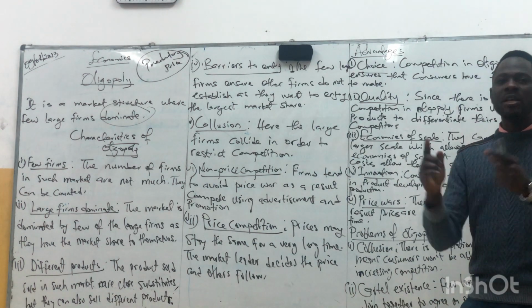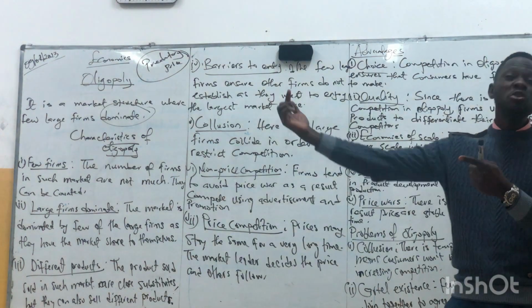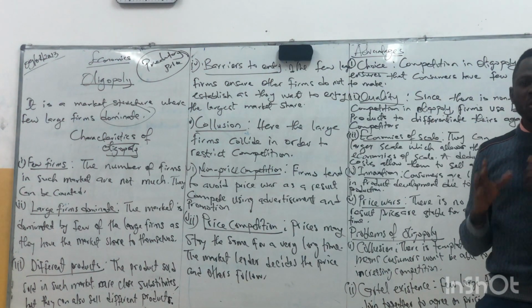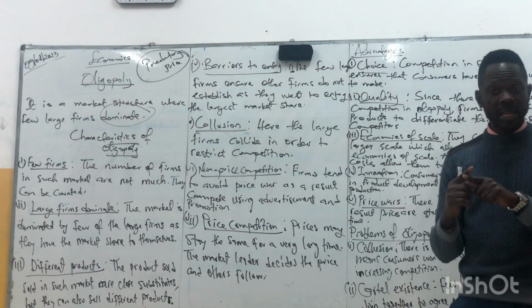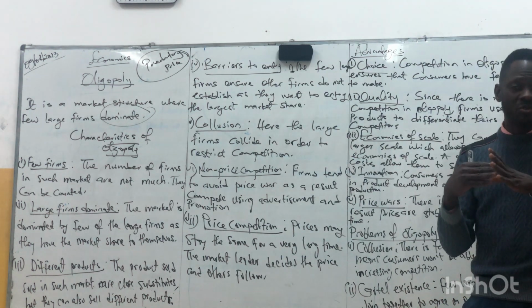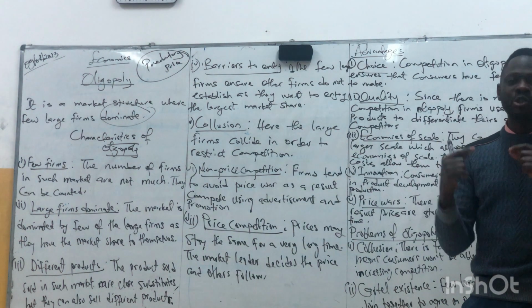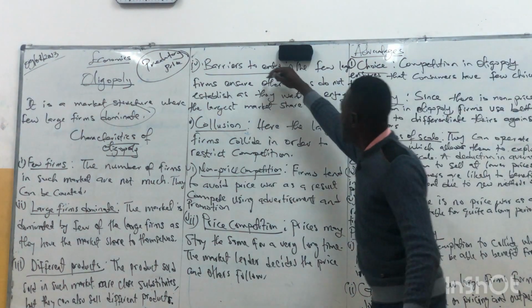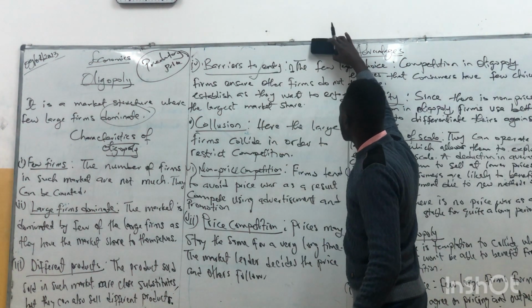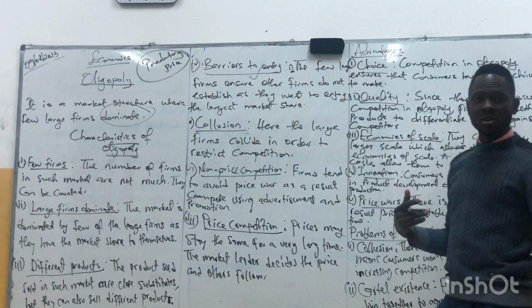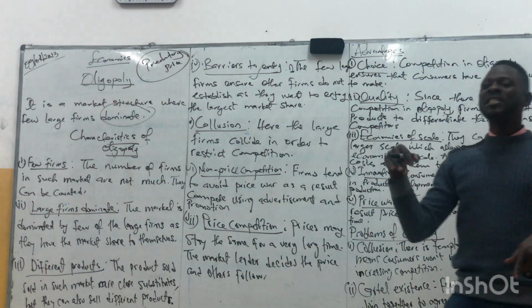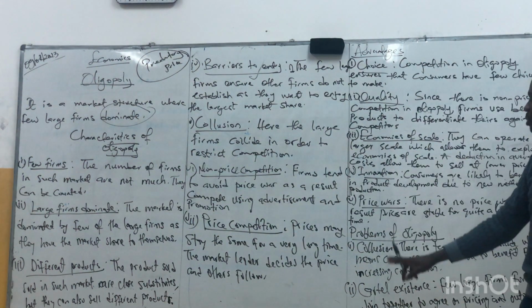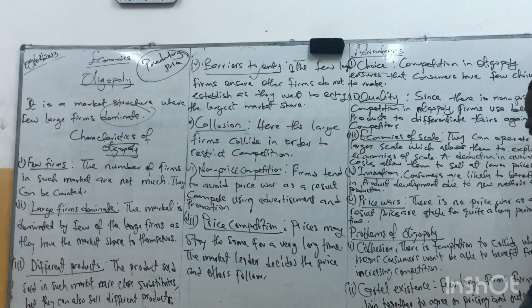So they come together to ensure that no new businesses come in. That is what collusion is about. They come together, large firms in that industry. They try to come together to ensure that there are barriers to entry. So they ensure that no firms come into the industry, and also find a way of reducing competition in that industry. That is collusion, which is illegal.